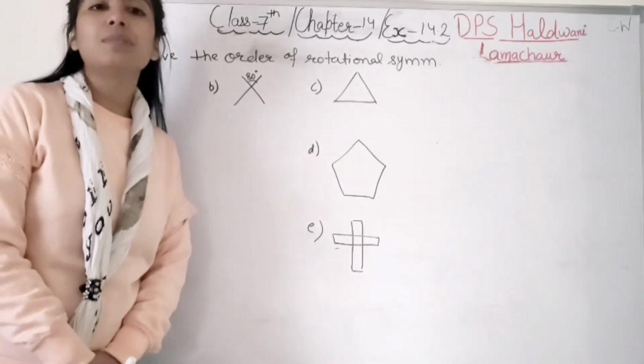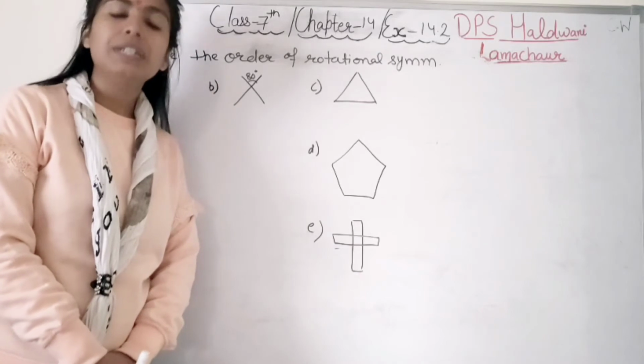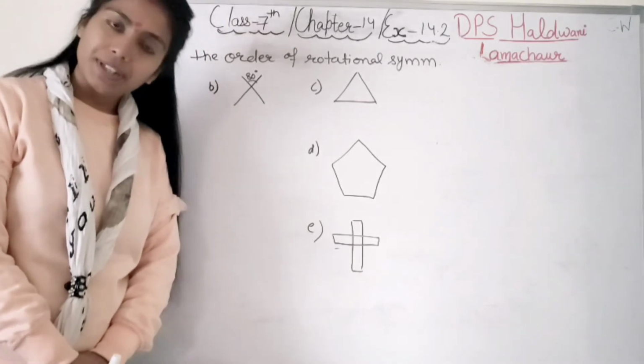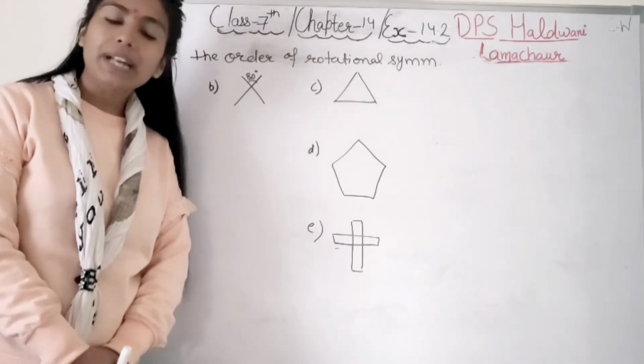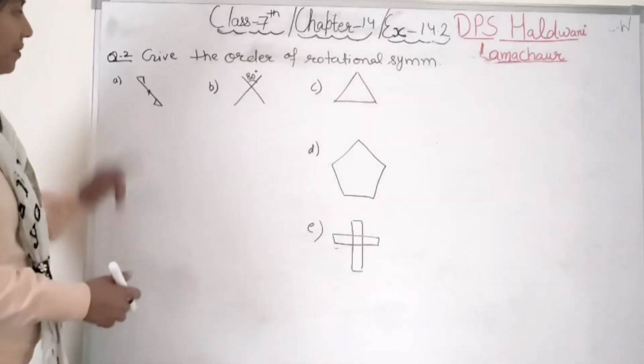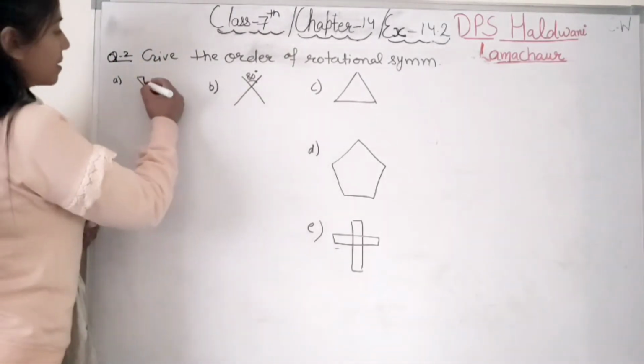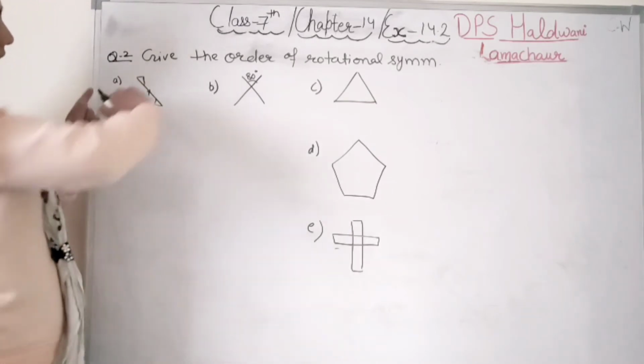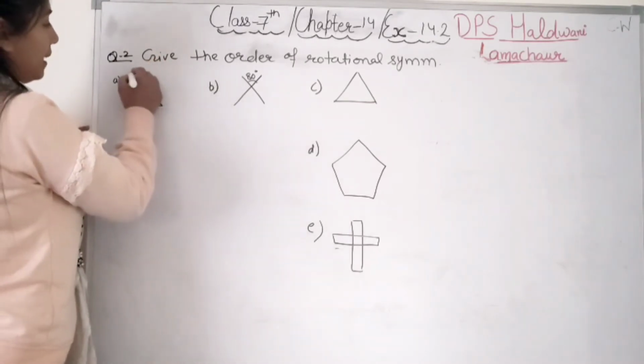Obviously in rotational symmetry we have only one kind of question. Tell the order of symmetry. Right? Order of symmetry means how many times the figure becomes the same. The very first figure, have you seen, student, this? When you rotate it by 90 degrees, you can do it in this manner.